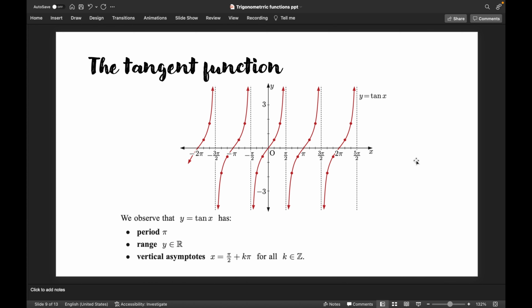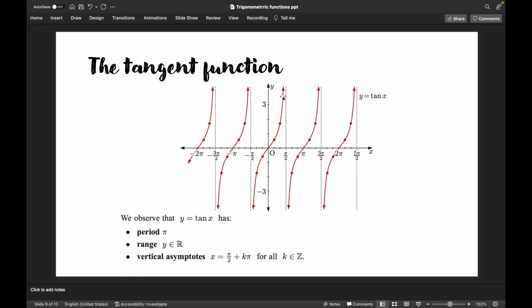Okay, so now we're going to move to the tangent function. This is kind of different from what we've seen before. Over here, the period would be pi. Before, in cos and sine, the period was 2 pi. But in the tangent function, it's pi. And there's always a vertical asymptote.